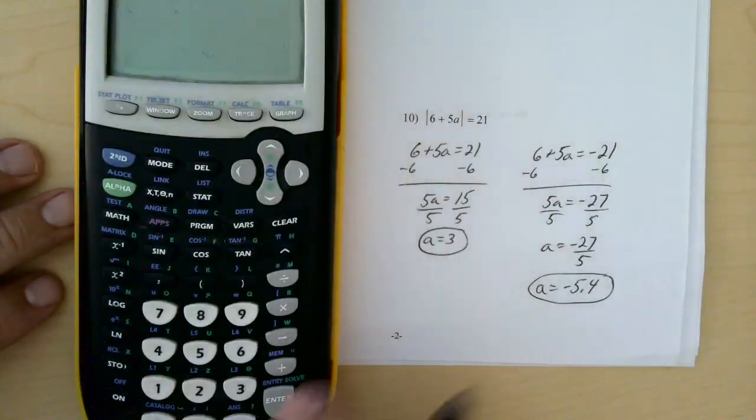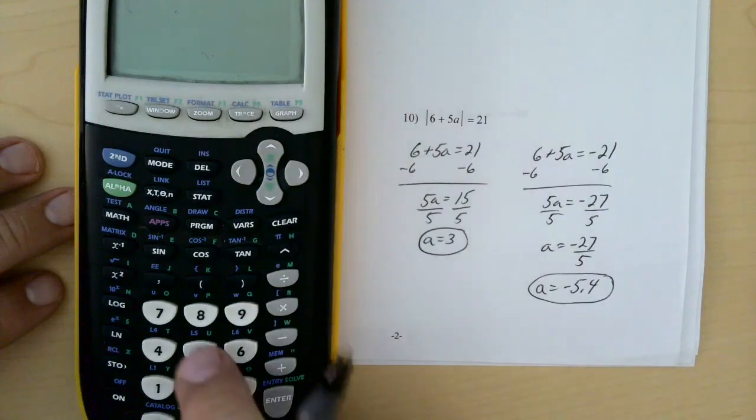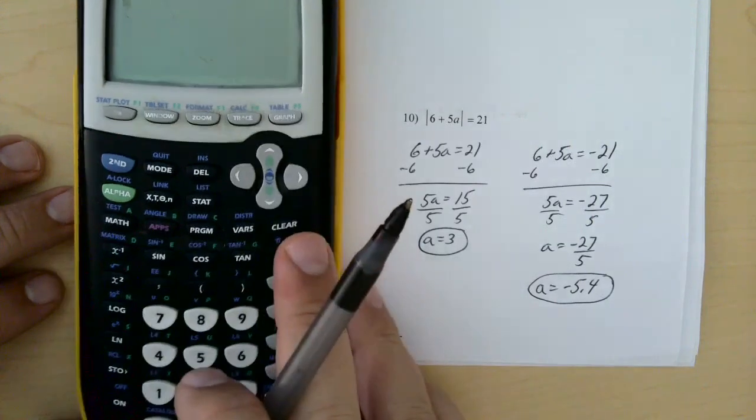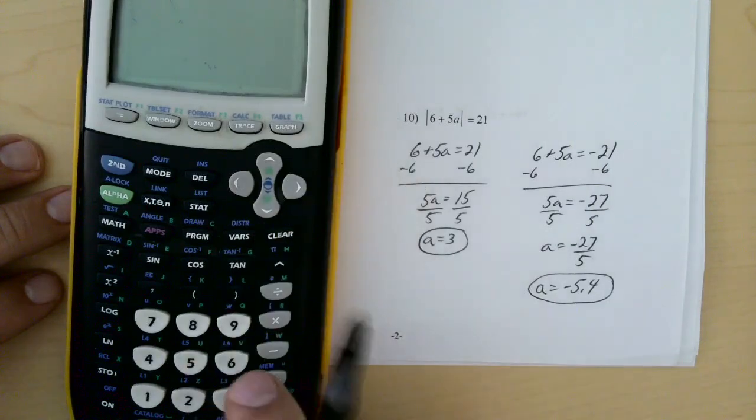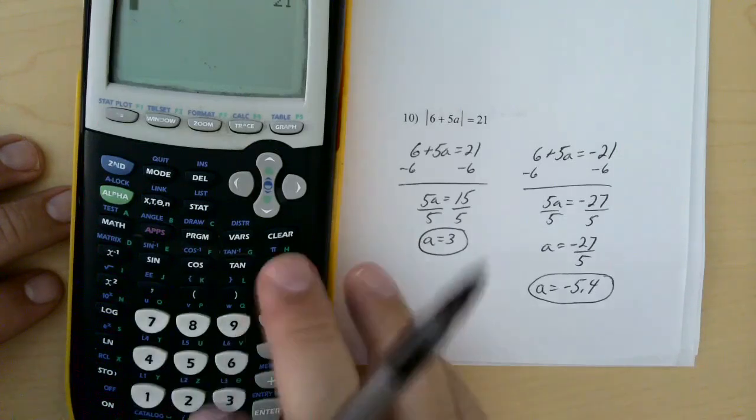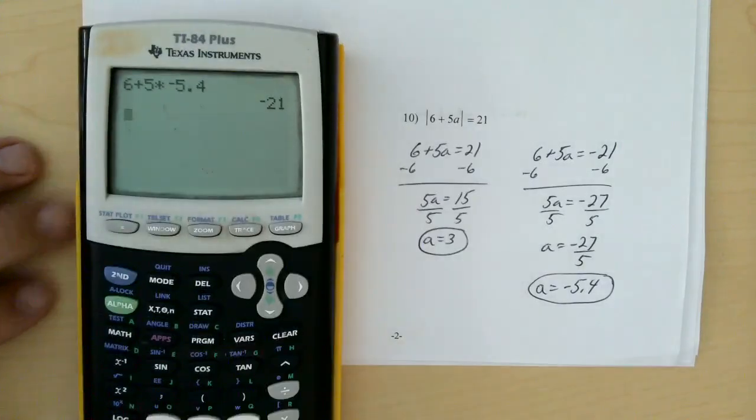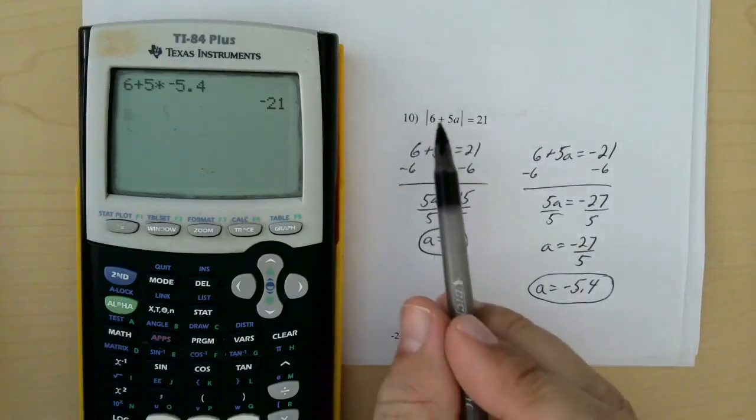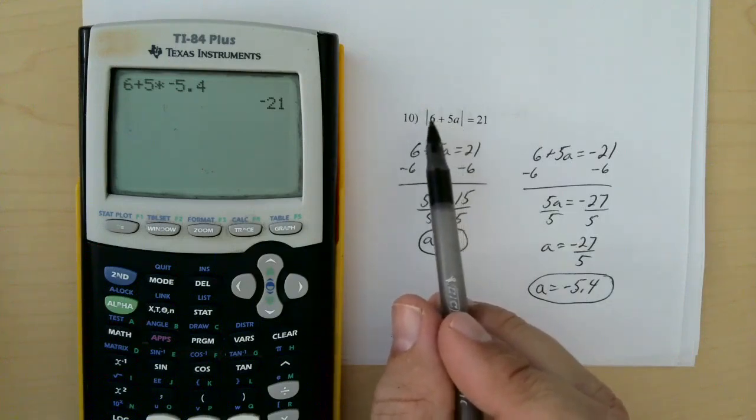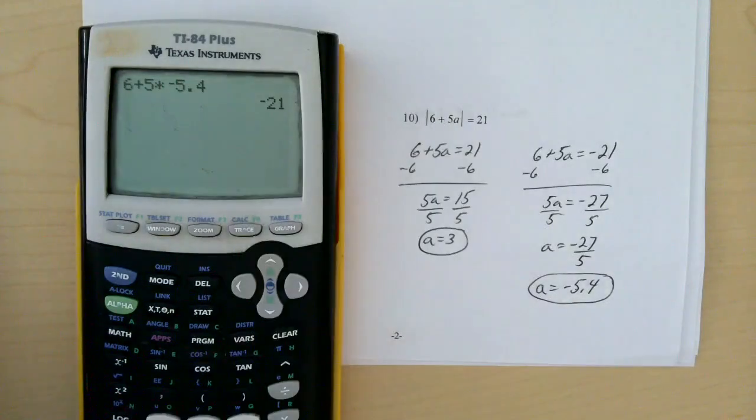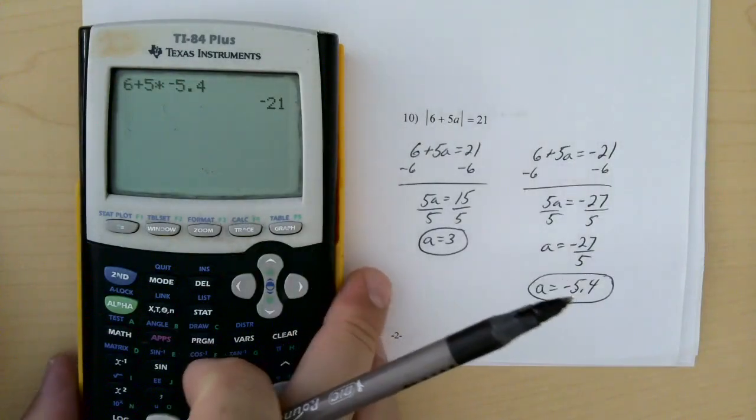Again, I'll quickly show that, because if I take 6 plus 5 times negative 5.4, I'm going to see, oops, I didn't type that in correctly. So if I take 6 plus 5 times negative 5.4, it's going to be a negative 21. All I did was double check to see if this answer plugged into my original problem works. 6 plus 5 times negative 5.4 gave me a negative 21, but since it's absolute value, it's going to be 21 equals 21. So both answers work.